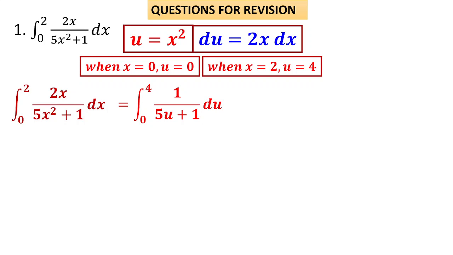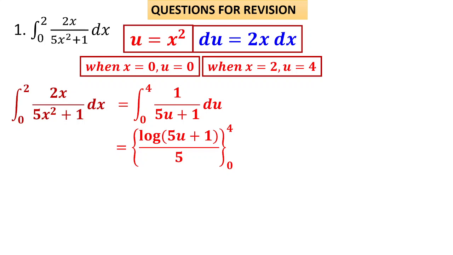u, t, whatever you have taken. For 2x dx is du, and in the denominator 5x square plus 1 is 5u plus 1. It is simply log of 5u plus 1 by 5 from 0 to 4. There is no need for resubstitution here, as I have changed the lower limit and the upper limit.